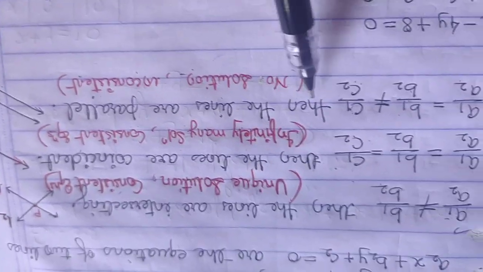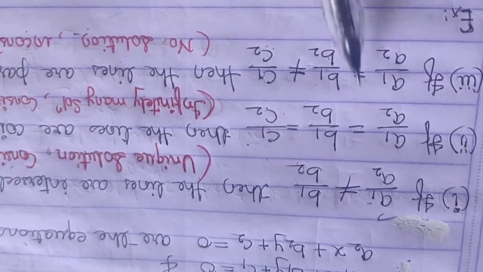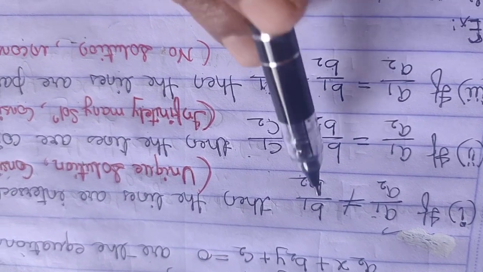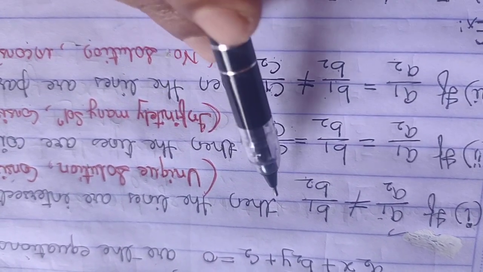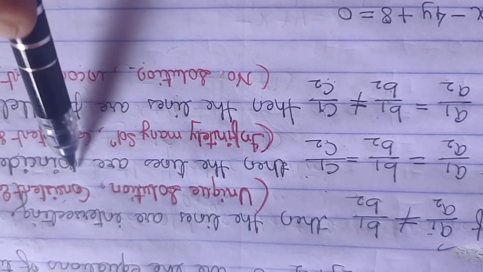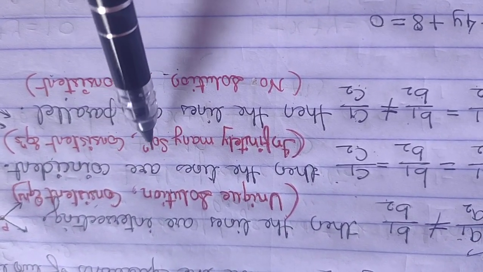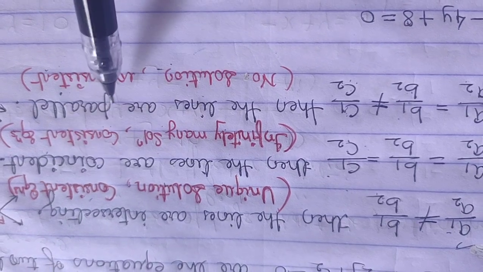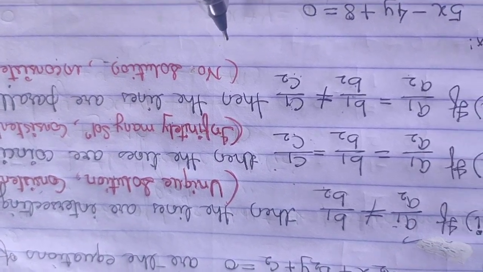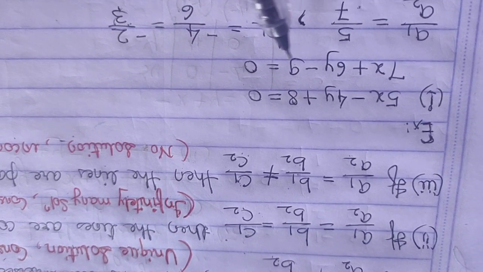Okay, so these are the different conditions. If we compare the ratios, according to the ratios, we can find out whether the lines are intersecting, coincident or parallel, and whether they are consistent equations or inconsistent equations. Okay, so let us see the example.